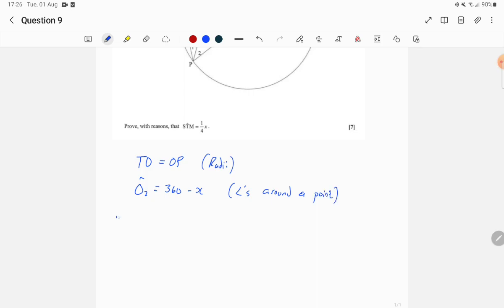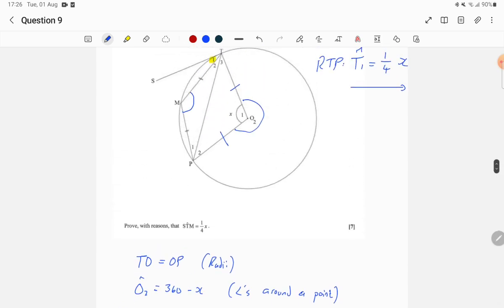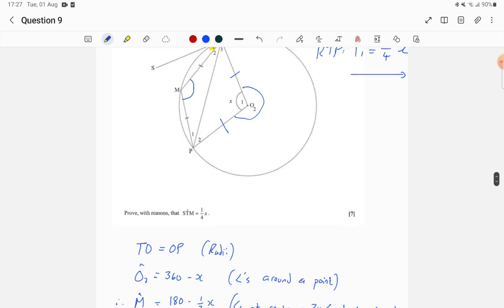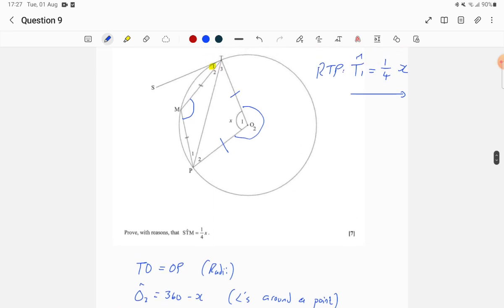And therefore, M is equal to half of that, which is 180 minus half X, which is angle at center is equal to 2 times angle at the circumference. And what we can also note from that is, once we have that, we can figure out what T2 is.